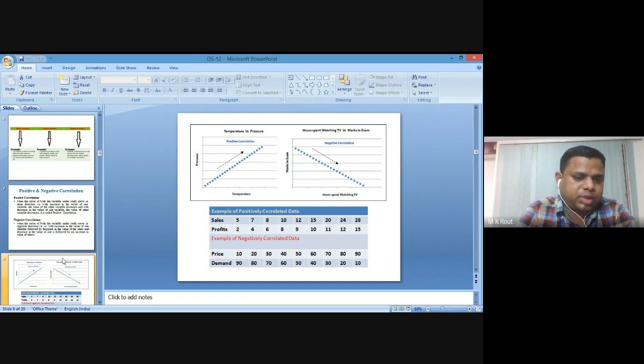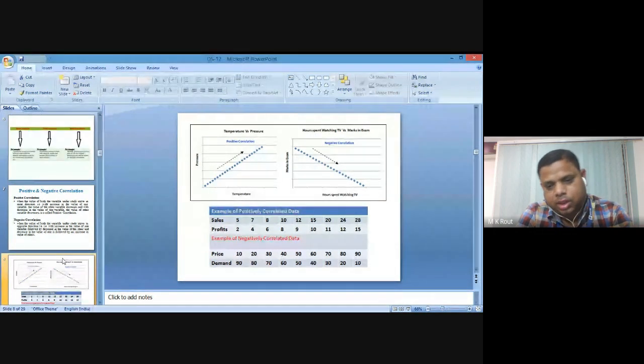So if you observe in case of sales, that is 5, 7, 8, that means that starting from 5 to 20, that is increase in order. Similarly, the profit also increases in that particular manner. That is 2, 4, 6, 8, 9, 10, 11, up to 15.